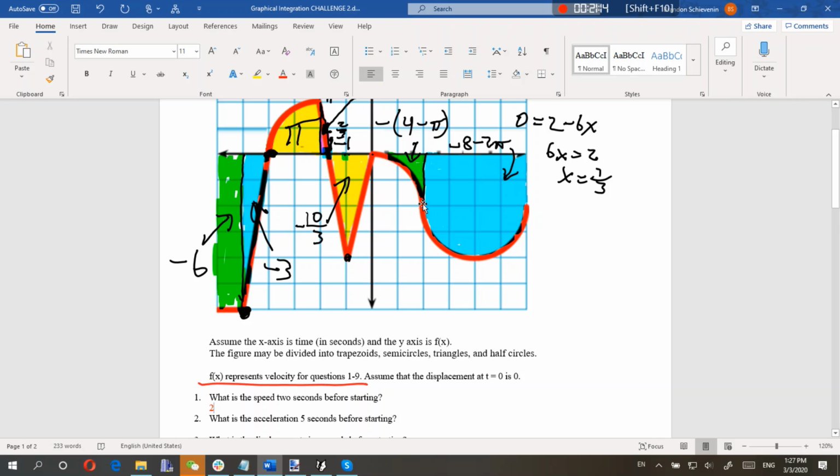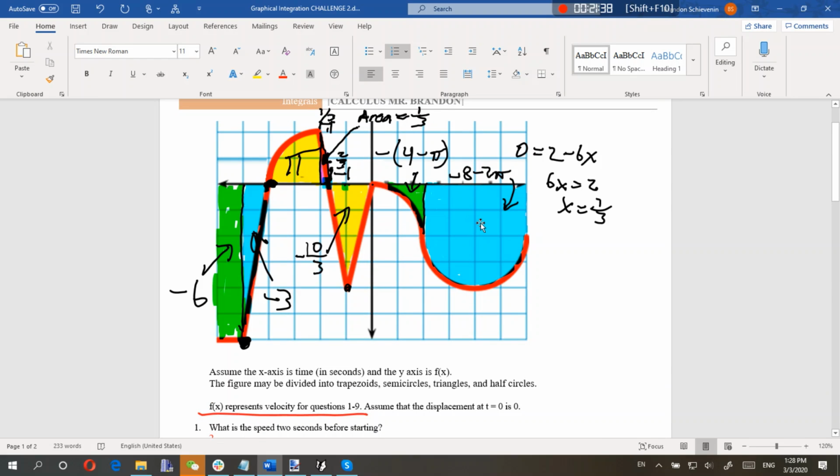Okay, if I want acceleration 5 seconds before we started, so here's 1, 2, 3, 4, 5 seconds before we started. Oh, that's a bad one I didn't fix from yesterday either. I'm going to do 4.5 seconds before we started. So 4.5 seconds before I started, I am on this line. If I've got velocity for my y value and I want to get acceleration, do I have to derive or do I have to integrate?